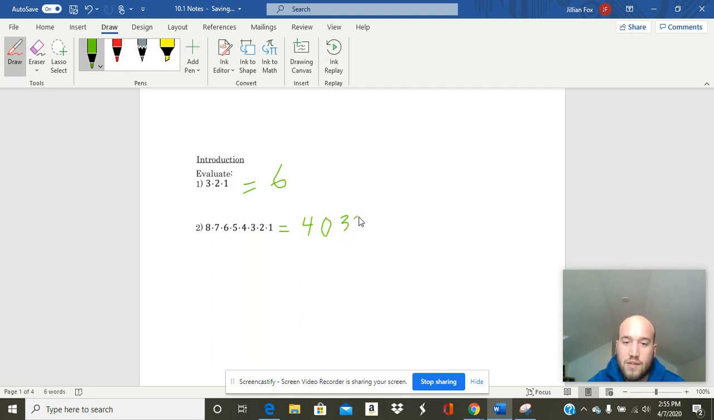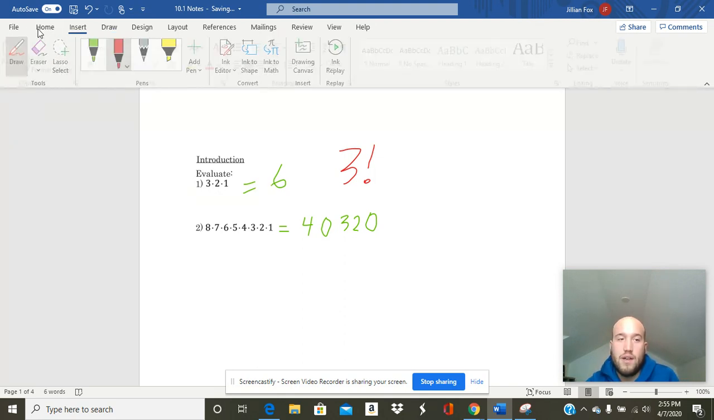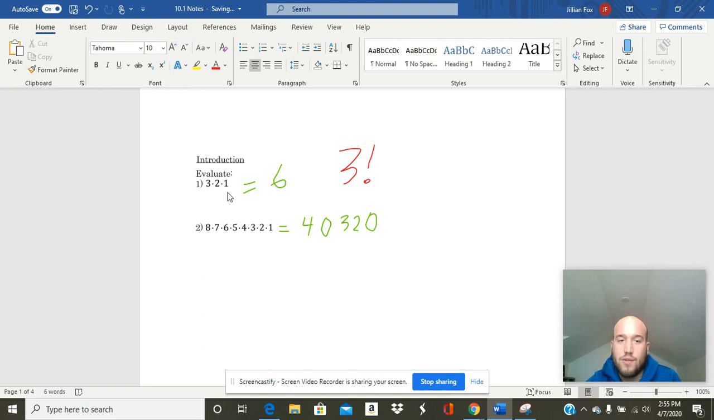Now, obviously you can tell I'm still working on my writing skills with the computer, but I'll get better. So, if we look here, there is another way you could write this. 3 times 2 times 1. Another way we can write that is 3 with an exclamation point. Now, what that means, that doesn't mean 3. It's not like we're really excited about 3. That means 3 factorial. So 3 factorial. Let's see, I can type this out for you.